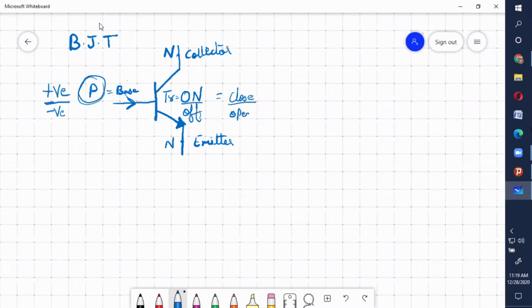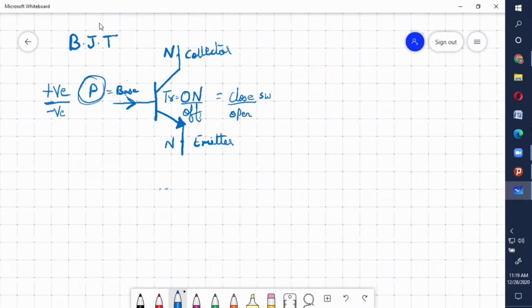If you know only this much, we can learn today's topic. Is it clear, students? Shall I proceed? For an NPN transistor, if base is positive, the transistor will go to on condition. On condition means collector and emitter get shorted. It means that it will act as a closed switch.